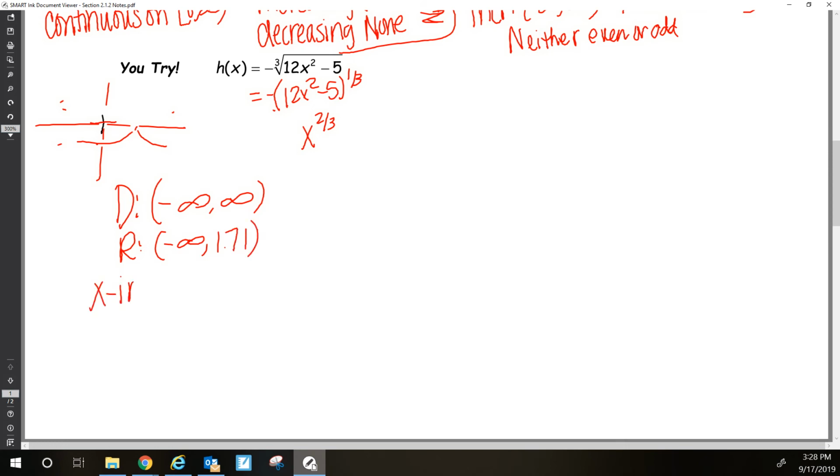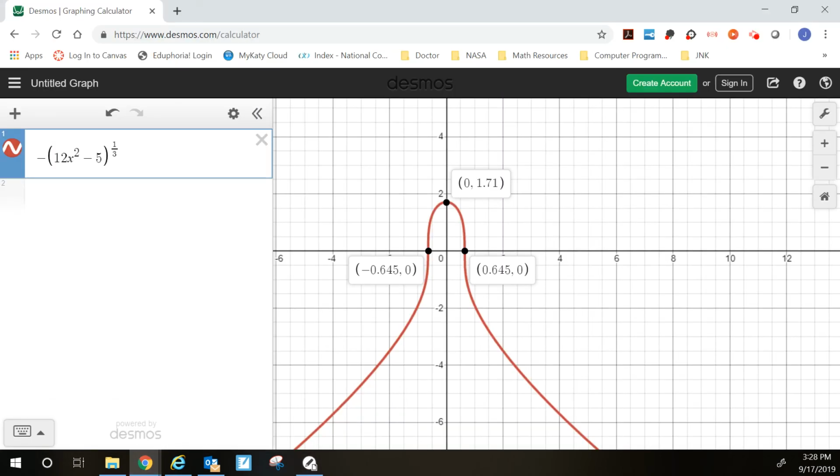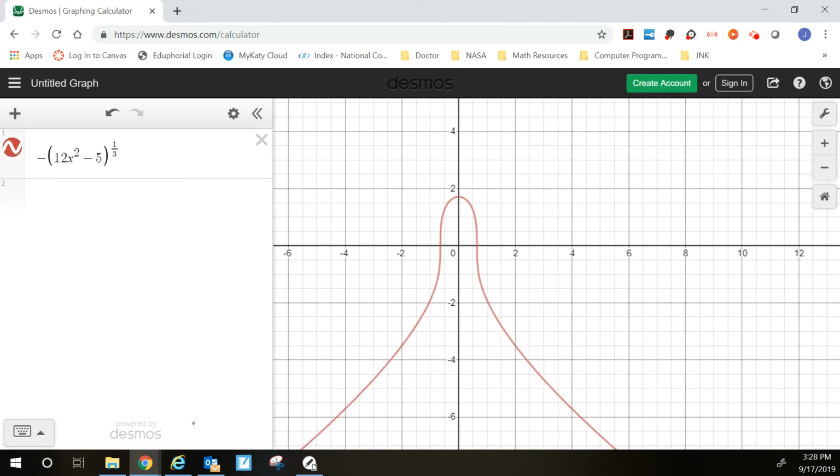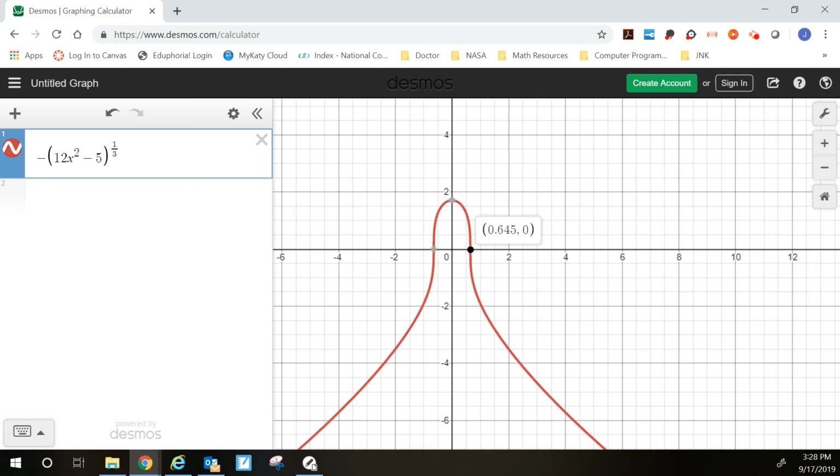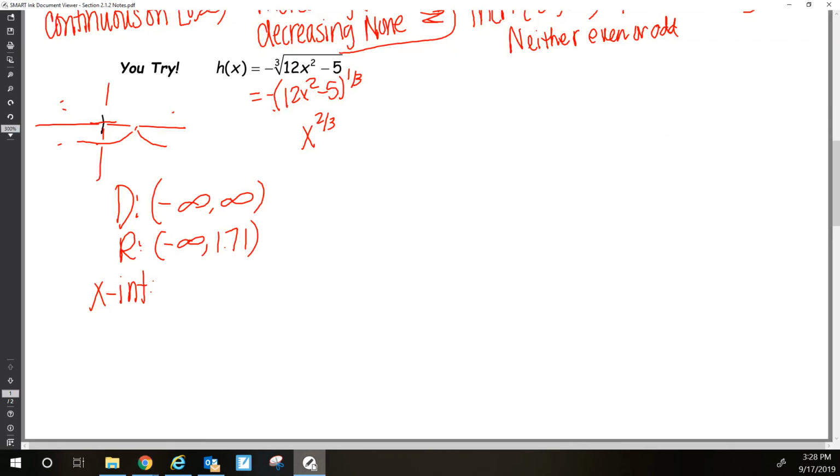My x-intercepts, it looks like we have 2 of them. Here's a question for you. Does that make this a 1-to-1 function? Hopefully you said no. This guy would not have an inverse because it doesn't pass the horizontal line test. We have 2 x-intercepts, for instance. One is at negative 0.645 and one's at 0.645. Where's my y-intercept? That was that high point on the graph, which was up at 1.71.